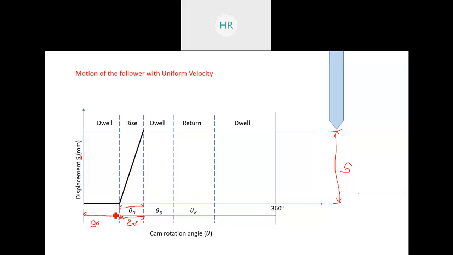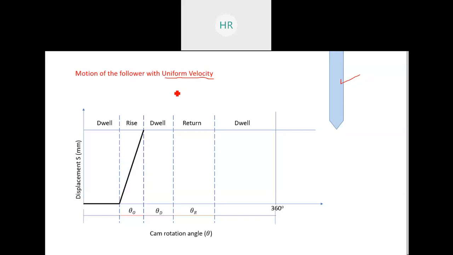So my cam is rotated by 30 degree, and nothing happened. My follower maintained its position. Then after 30 degree, for the next 20 degree, my follower rose. And as it is stated that this motion is with uniform velocity, whatever motion this follower will make, it will be according to uniform velocity for this case.